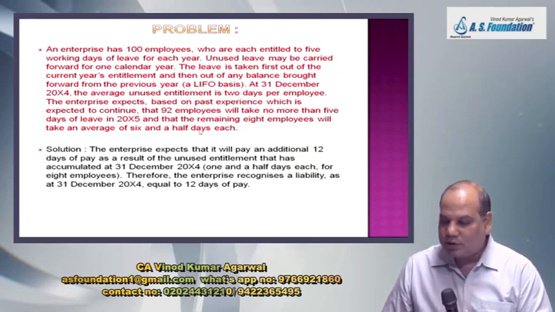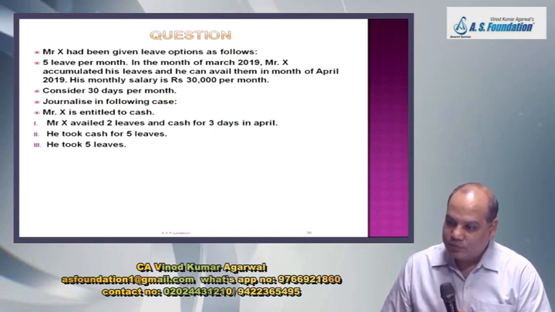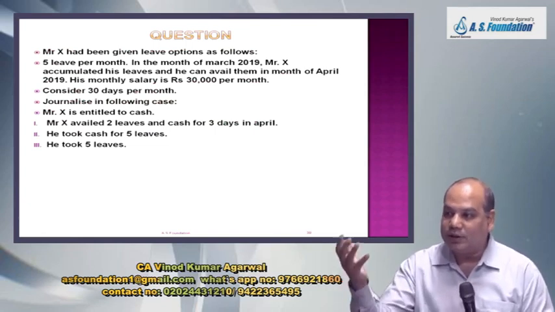In some questions, they will say the salary is 30,000 rupees per month, which means 1,000 rupees per day, and then you can quantify it by multiplying by 1,000 also. If the question does not give you the salary, then answer in days.